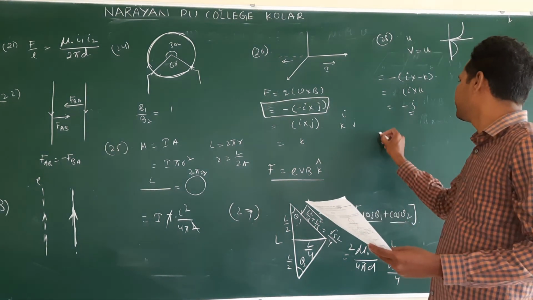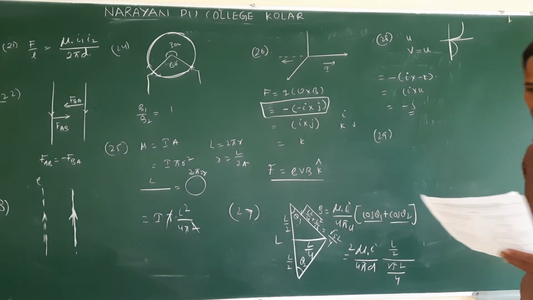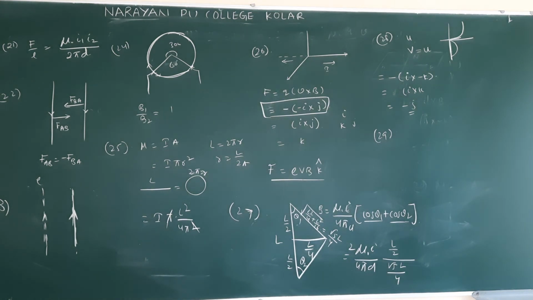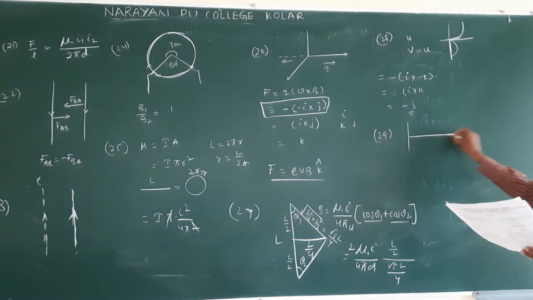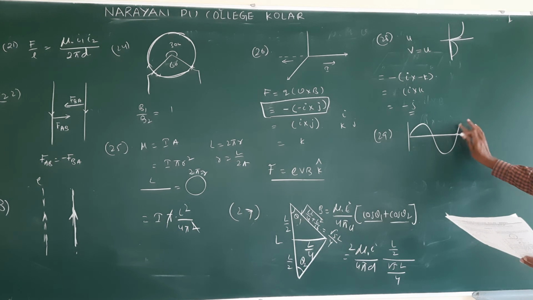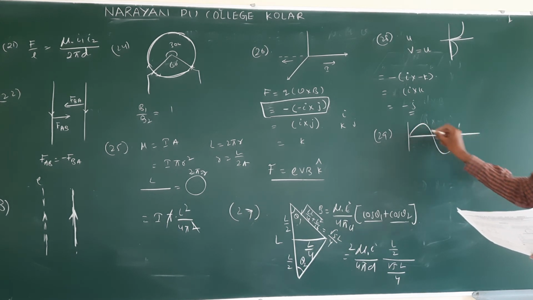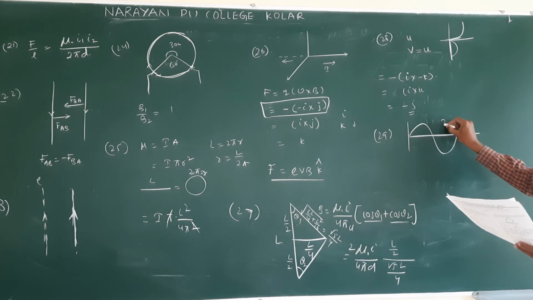Next, 29. A wire carrying a current I is placed in a uniform magnetic field in the form of the curve y is equal to a sin pi x by l, 0 less than or equal to x less than or equal to 2l, and the force acting on the wire. Take this length, initial to final. This length they already mentioned as 2L.